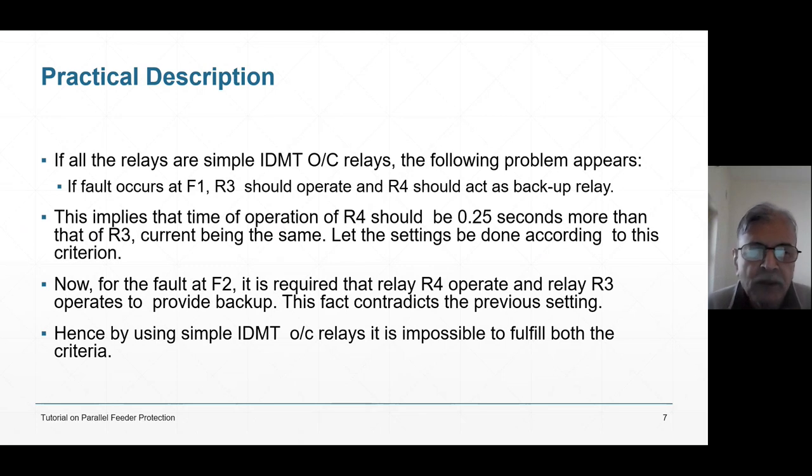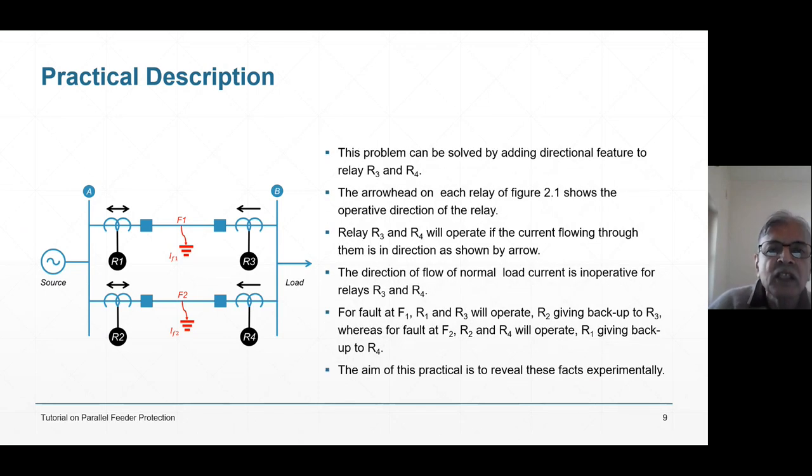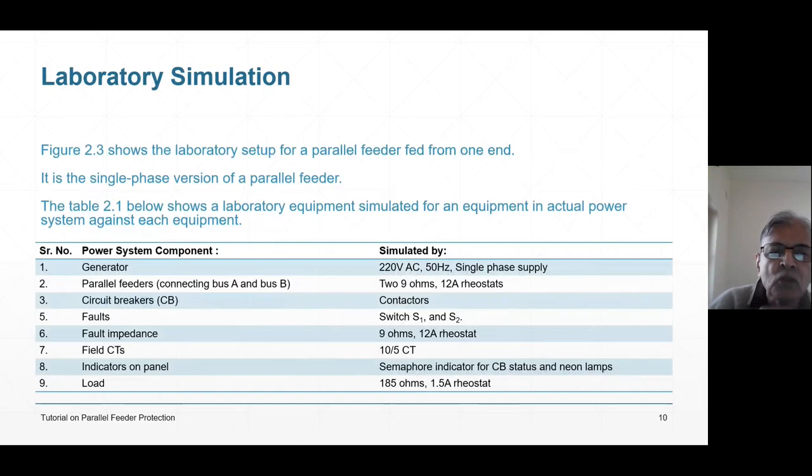Both things are not possible, and therefore R3 and R4 have to be given the same TMS, but with the directional feature. That is what has been explained, right? So this is, I think, a repetition. I will leave this repetition because by mistake two slides have been repeated.